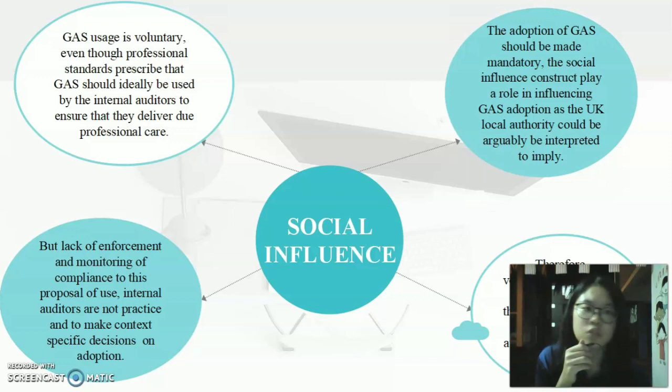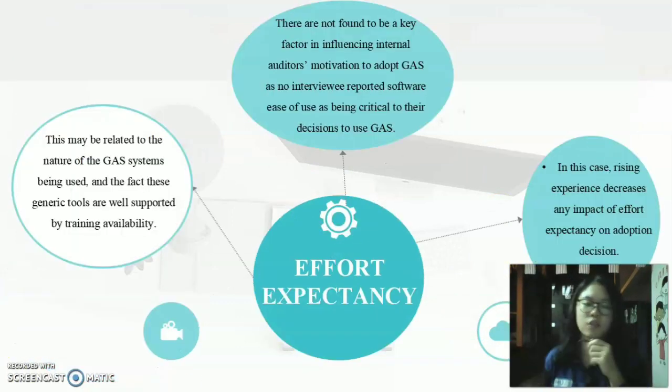The social influence construct plays a role in influencing GAS adoption, as the UK local authority could arguably be interpreted to imply it. Therefore, voluntariness is seen to negatively influence the applicability of the construct to internal auditors' decision to adopt GAS. And now let's continue with the fourth construct, effort expectancy.